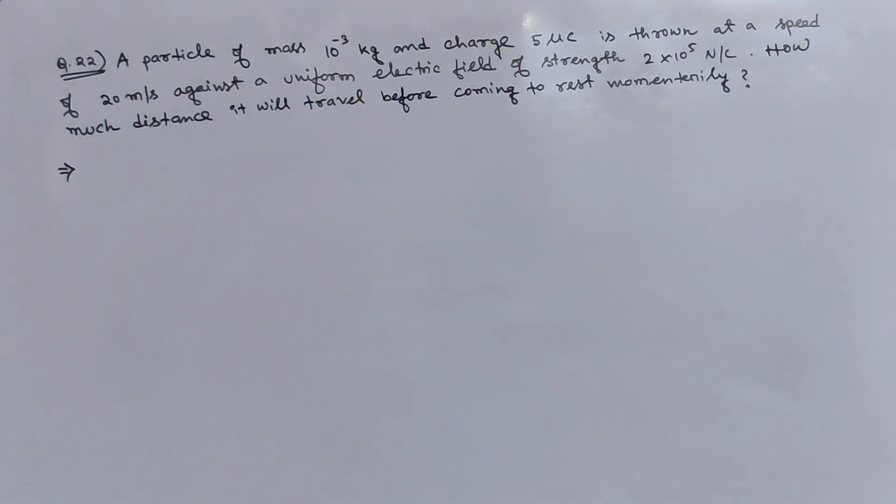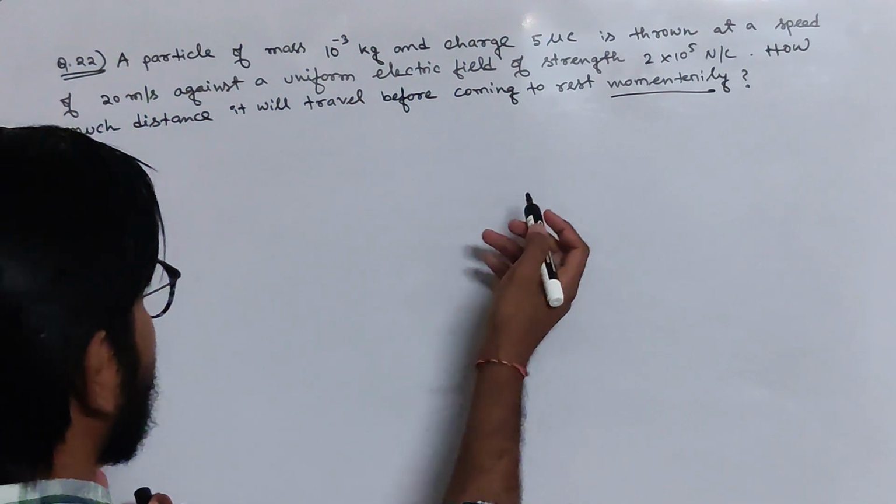So question number 22 is: a particle of mass 10 to the power minus 3 kg and charge 5 microcoulomb is thrown at a speed of 20 meter per second against a uniform electric field of strength 2 into 10 to the power 5 Newton per coulomb. How much distance will it travel before coming to rest momentarily? It is given momentarily. Okay.